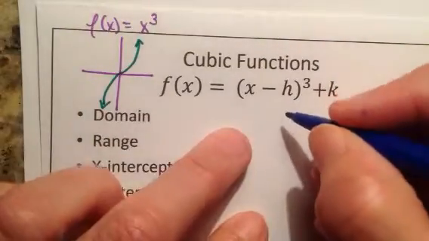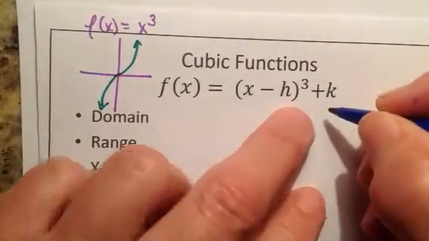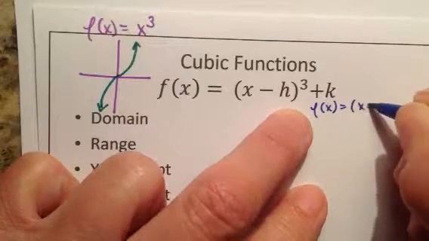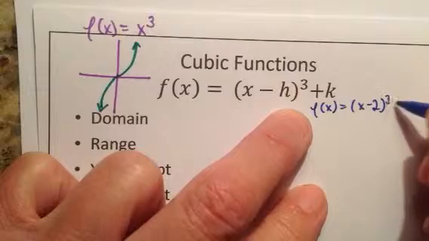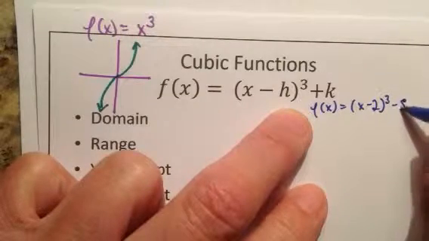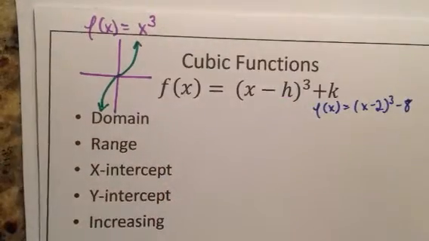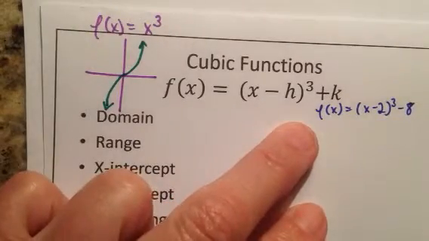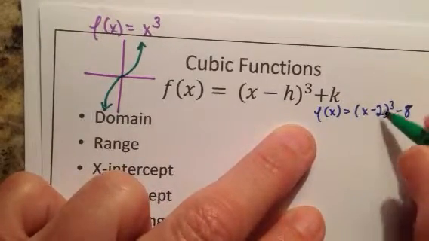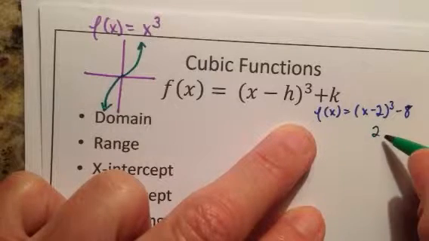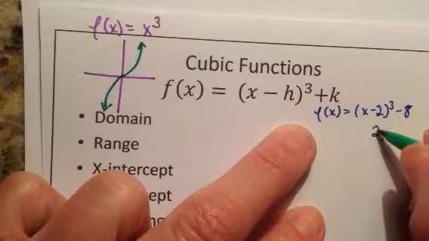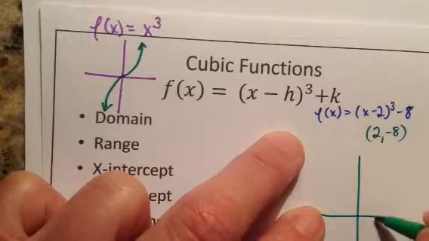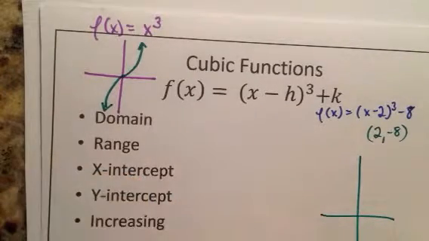So again, I'm going to look at an example. Let's just say f of x equals (x minus 2) cubed minus 8. Something like that. First, let's look at our vertex. Our vertex is going to be opposite and same as always. Are you guys noticing a pattern yet? So opposite is +2, -8. If I draw a graph, +2, -8 might be way down here.